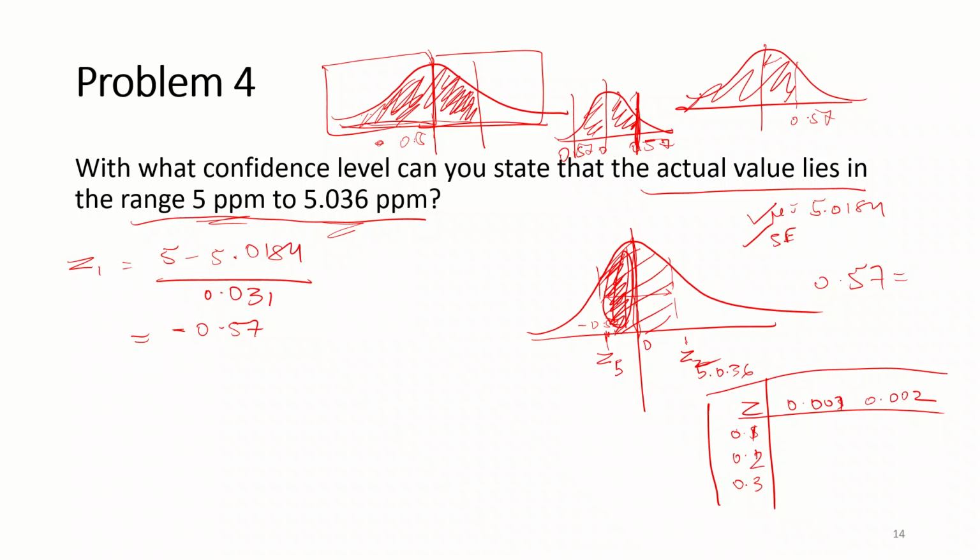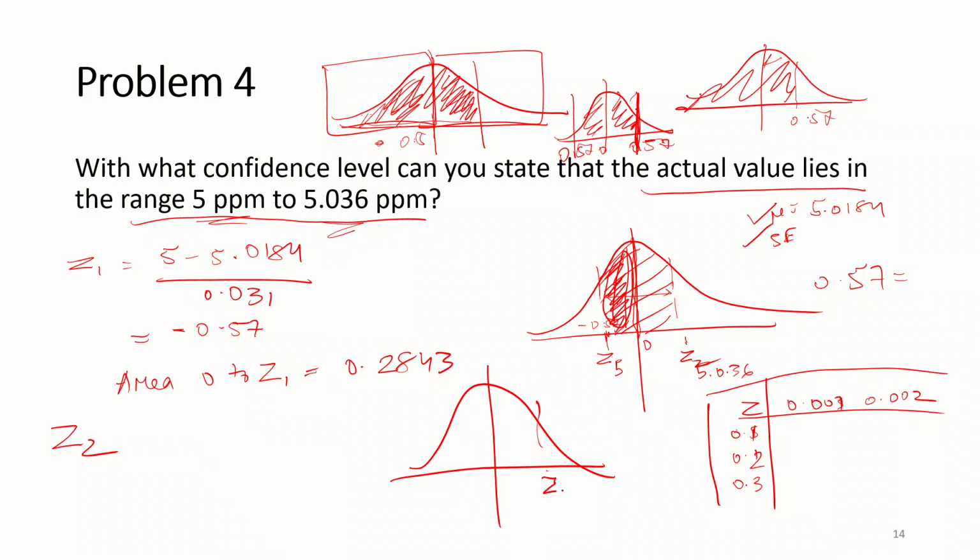So I'm going with their value only. If it tells that the area from 0 to Z1 is equal to 0.2843, okay, so Z2 also we can write. Z2 will be somewhere in this area, pertaining to 5.036 ppm. So we will calculate it as 5.036 minus 5.0184 divided by the standard error. Okay, some value we'll get.